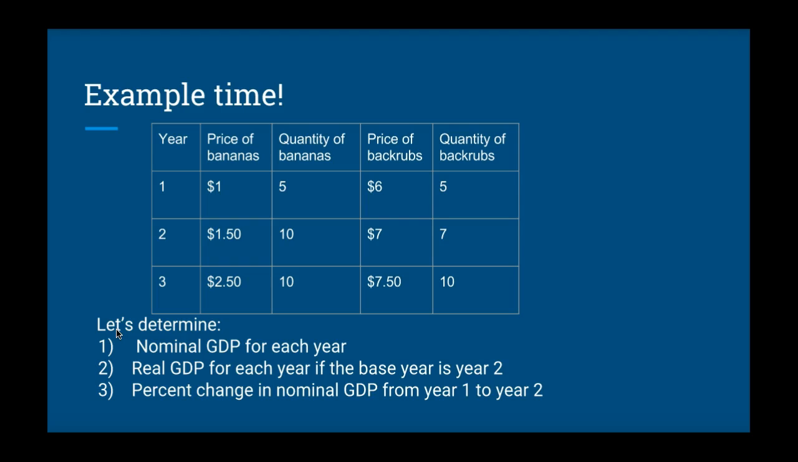So first of all, nominal GDP. All you're going to do is take the price of the bananas multiplied by the quantity of the bananas. So it's as simple as that. So to figure out nominal GDP, I'm going to take 1 times 5 to get 5.